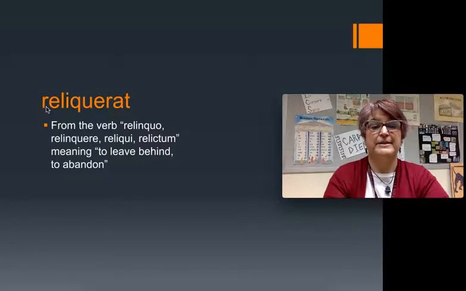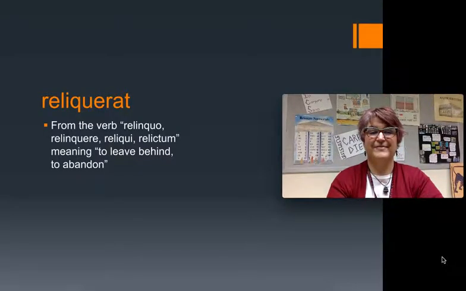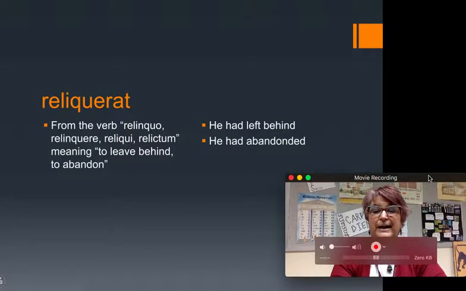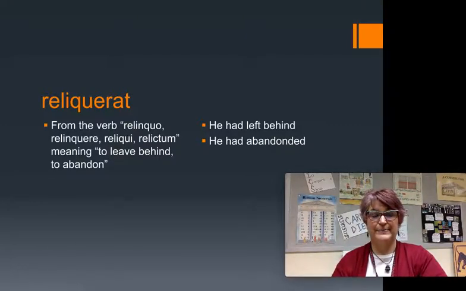Do you see the R-E-L-I-Q-U-I? So we see R-E-L-I-Q-U, the I is deleted, and then you have this erot added to it. The erot tells us that we are working with the pluperfect tense. What is the correct translation of this verb? If you believe that the correct translation is he had left behind, or he had abandoned, you are correct.